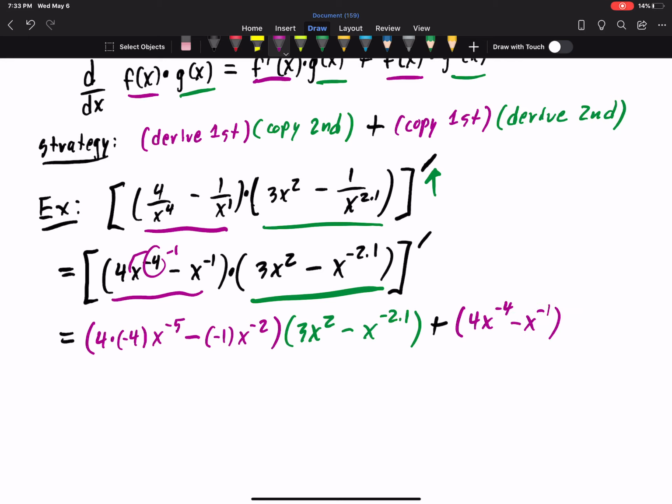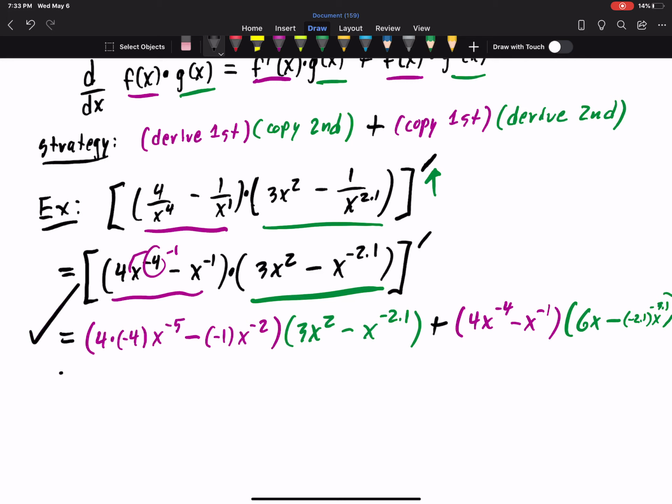And then we have to derive the second because it's the second term. So deriving this 3x squared, that's 6x, minus 2.1 in front, x to the minus 3.1, because we're subtracting 1 from the exponent. Okay, so that's that. We've successfully derived this. If you like, you can just say, I'm done, because all this problem asked you to do was derive.